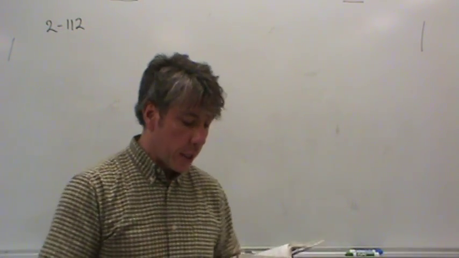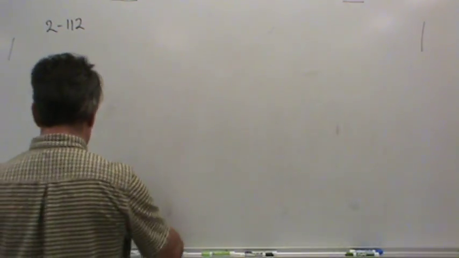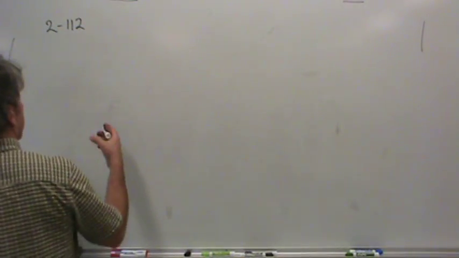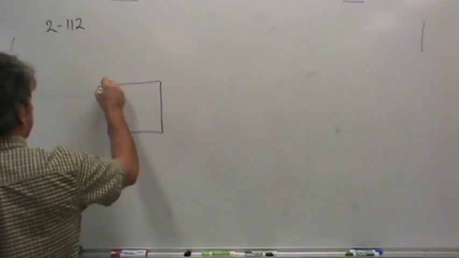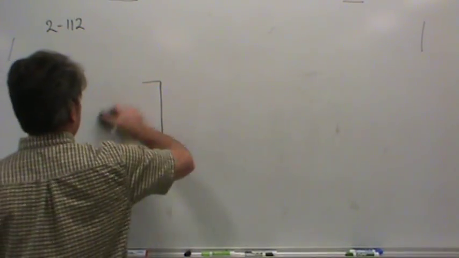Lighting is provided by 18 fluorescent light bulbs, 40 watts each, and the ballasts consume an additional 10%. Determine the rate of internal heat generation in this classroom when it is fully occupied. All right, so let's sketch the classroom. Probably should make it a little larger than that.